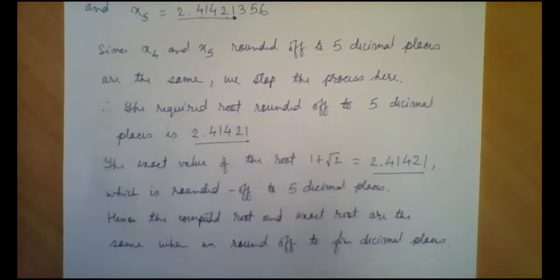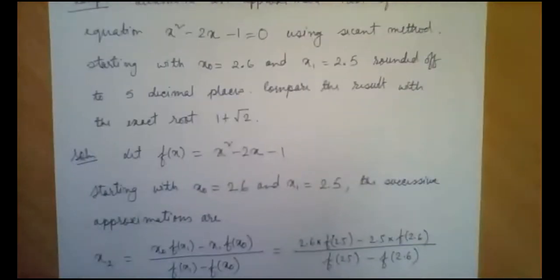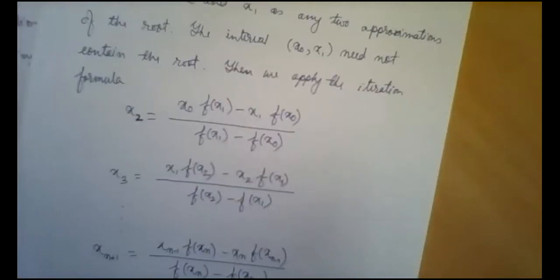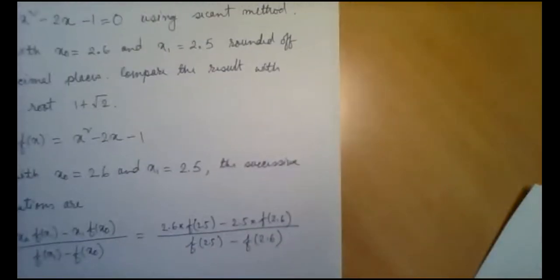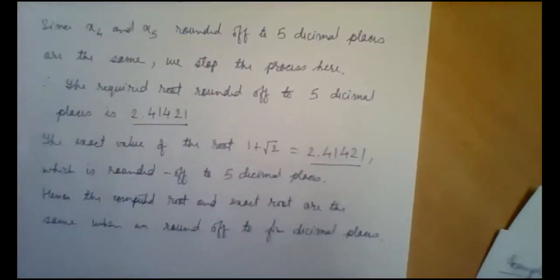This is an application of the secant method. So in this particular example, the agreement turns out to be very good. So this is the second method for calculating the root of an equation.